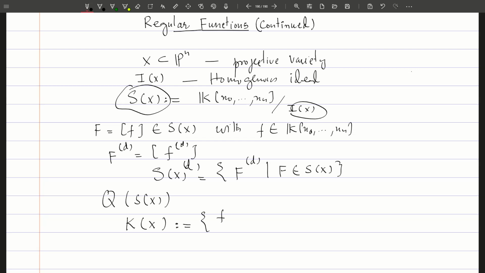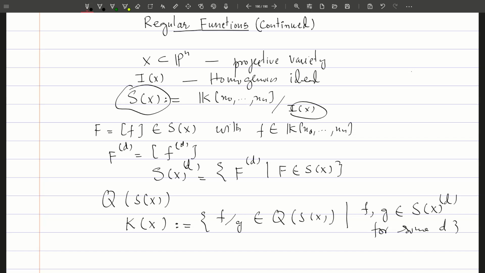It contains all rational functions of the form f over g in the quotient field of S_X, such that f and g belong to the degree d part of S_X. Otherwise, this will not define a function on X. So here we take f and g to be in the degree d part of S_X for some d.